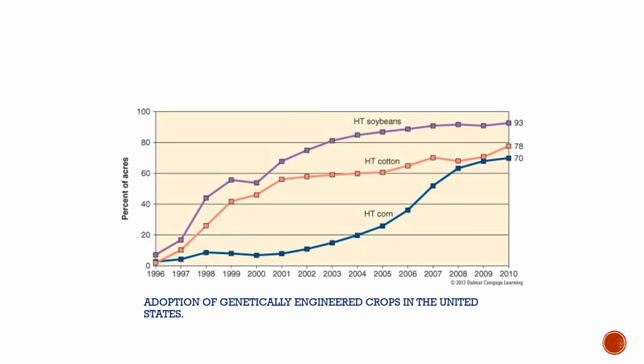So this is a graph that'll show you the adoption of genetically engineered crops in the United States. You can see soybeans, cotton, and corn, and we're looking from 1996 to 2010. When we're looking at that graph, you can see that the percentage of acres of soybeans has gone up tremendously since 1999. Corn had a gradual lift there in the early 2000s, but it's starting to become pretty close to soybeans.